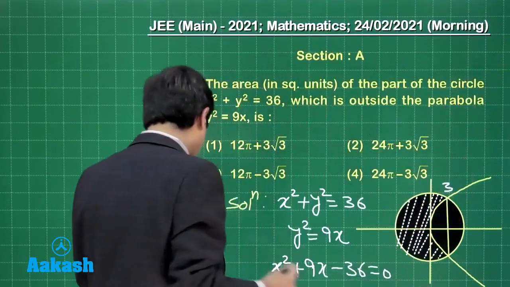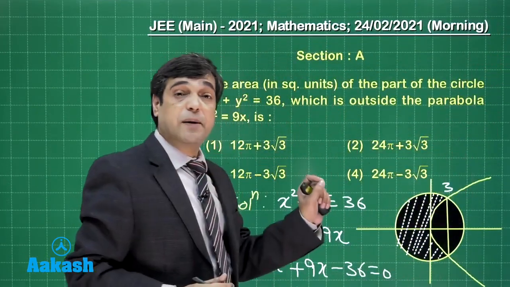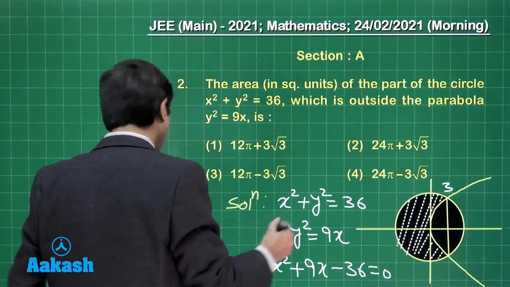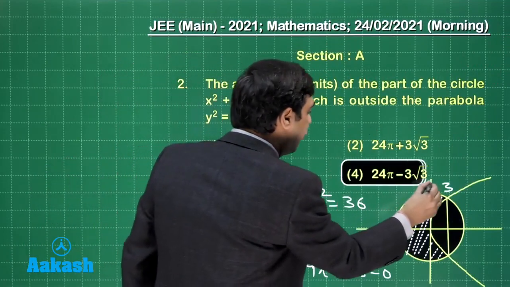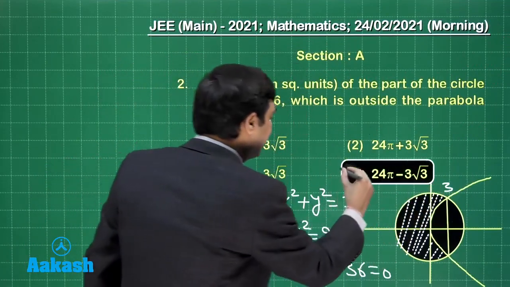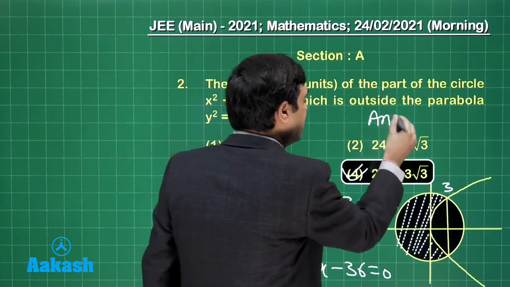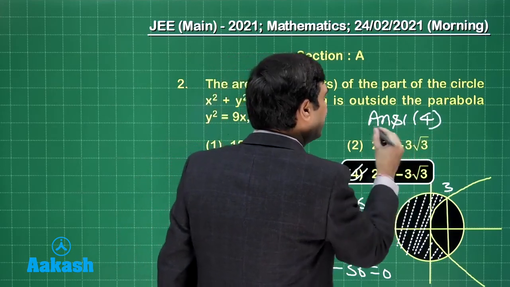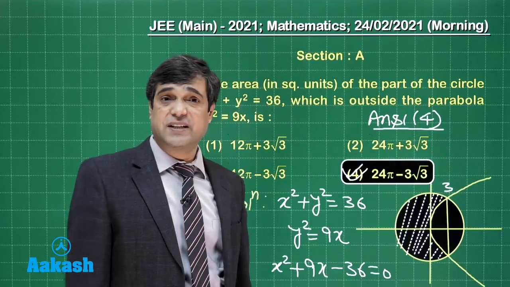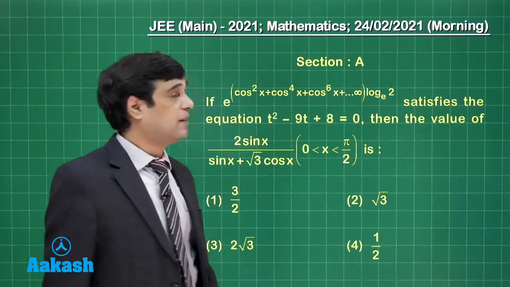So let's check out from the given options. 24 pi minus 3 root 3, it is given here as option number 4. So let's mark it as the required result. So I'm sure this question is also clear to you. Time to move on to the next question. Let's take up the question number 3.